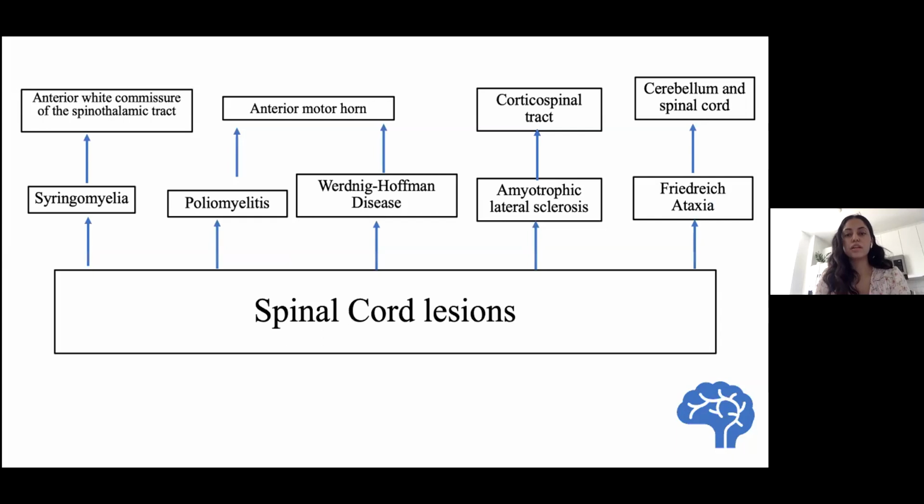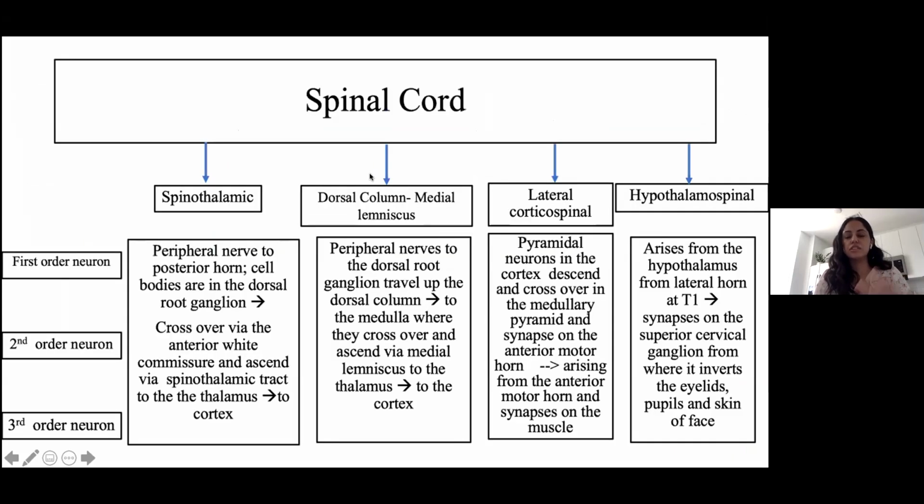Okay, now we're going to move on to spinal cord lesions. There's a bunch of high-yield spinal cord lesions that you need to know about. We'll go through each one of them, and each pathology affects a different part of the spinal cord. So just briefly, I know this slide has a lot going on, but what I tried to hit with this slide are just the major pathways you have to have a good understanding of to understand the pathology itself.